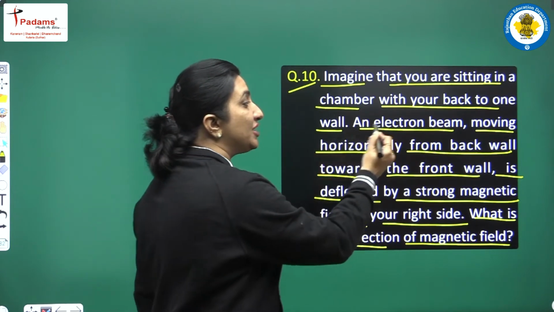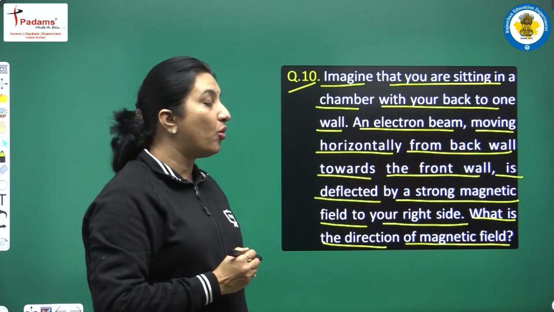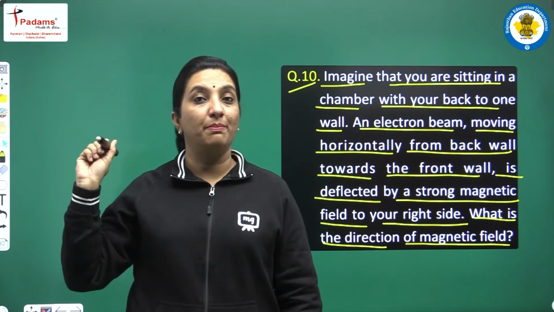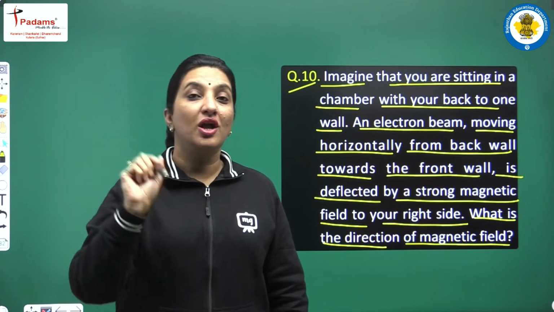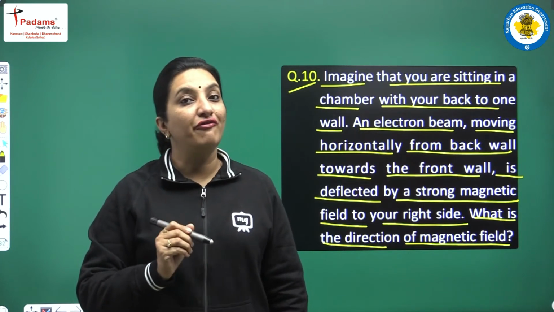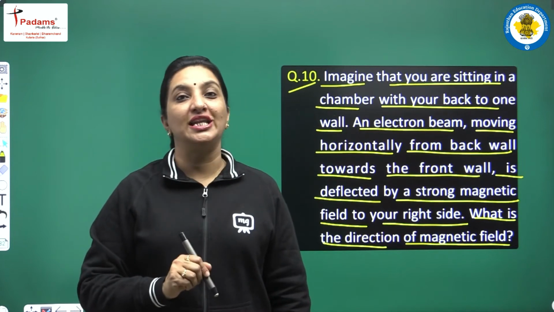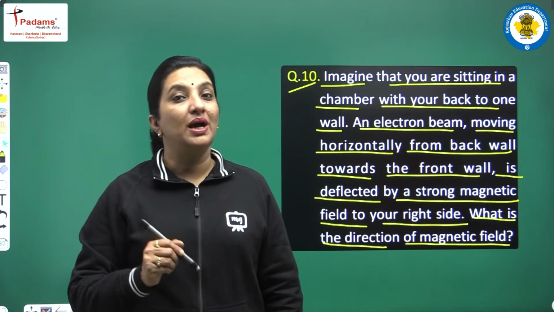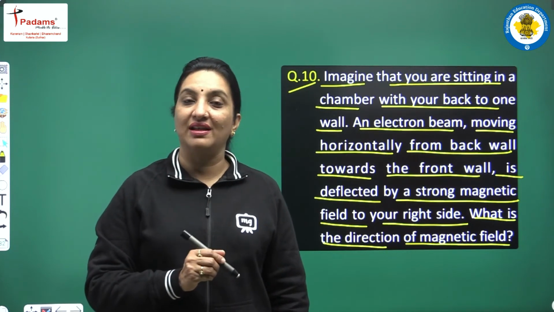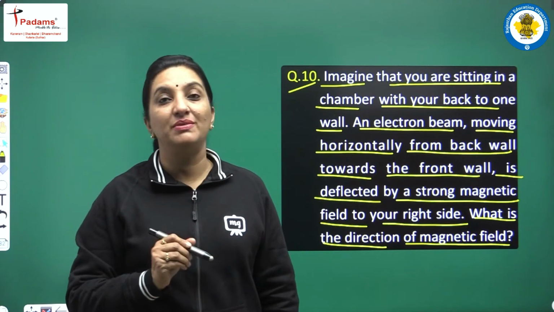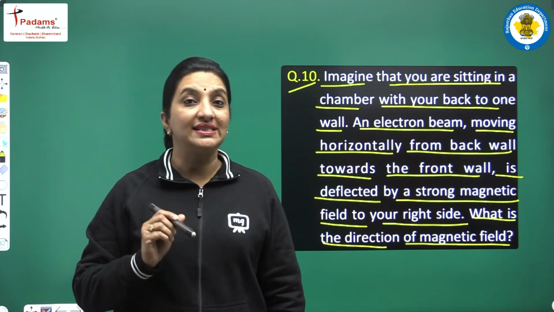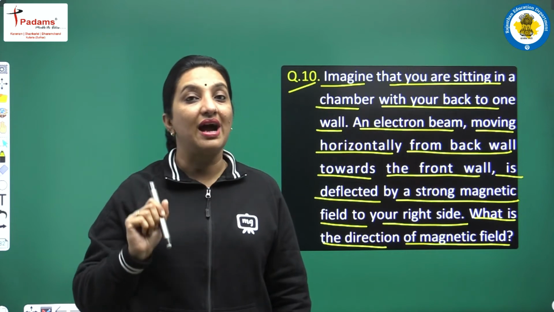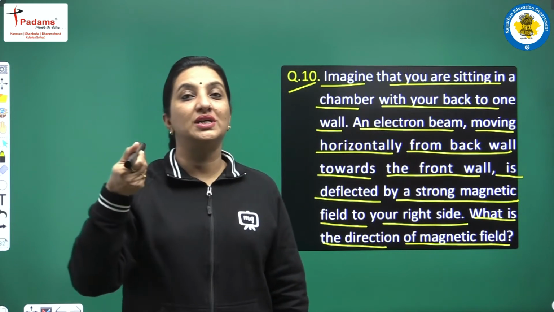Then an electron beam is moving horizontally from back wall towards the front wall. So the electron beam is moving like this, that is, from the back wall to the front wall. Now students, we know that the direction of current is opposite to the direction of motion of electrons. That is, the conventional current is from the positive terminal to the negative terminal, and electrons move from the negative terminal to the positive terminal. Now here, since the electrons are moving from the back wall to the front wall, this means that current is flowing from the front wall to the back wall.